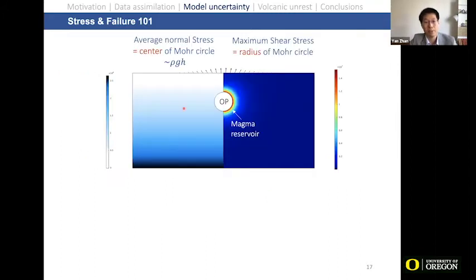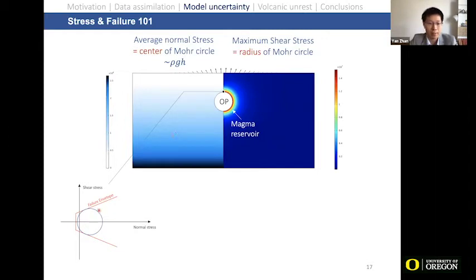So here, let's go to a volcano model. Here's a very simple Mogi-like model. The overpressure creates a surface deformation, and this is the normal stress and the shear stress. I'm going to show you the stress state and the failing at different points. So this is the top of the magma reservoir. We can see the center of the Mohr circle depends on the average normal stress, which depends on the static pressure here.